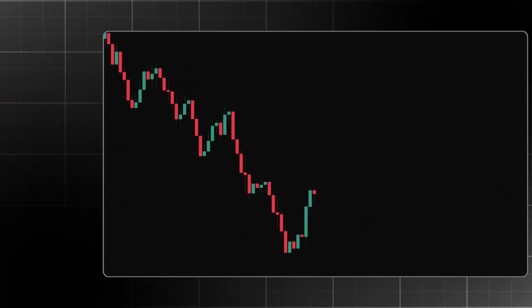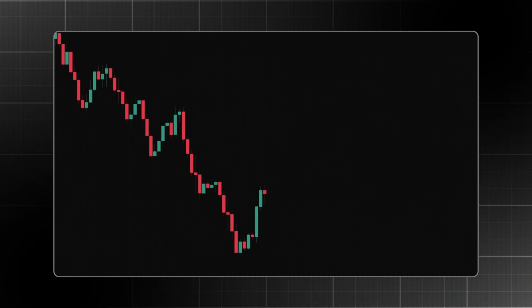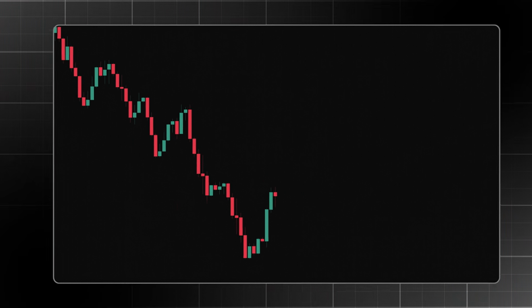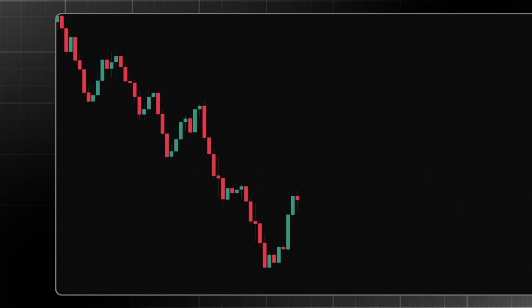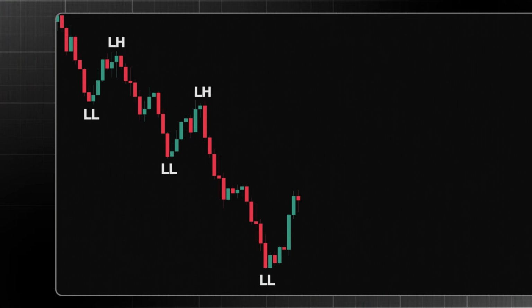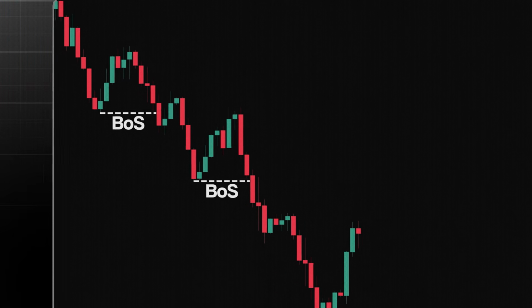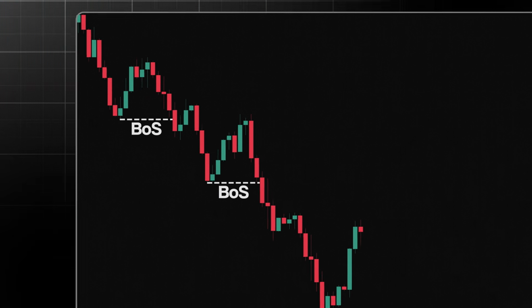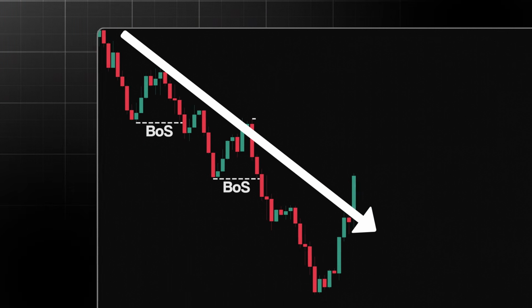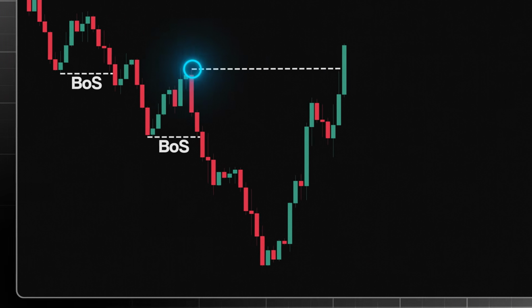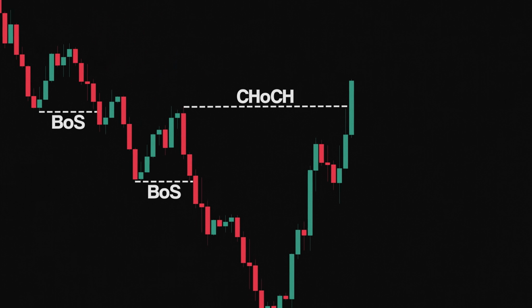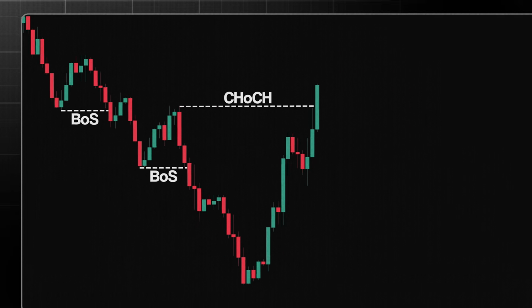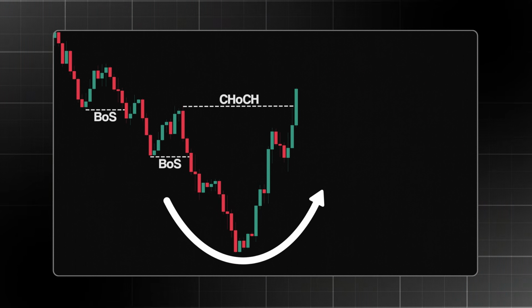Let's also look at the opposite scenario to make this strategy even clearer. On the chart, we can see a clear downtrend. Price is forming lower highs and lower lows, creating multiple breaks of structure. This tells us that sellers are in control. Then price breaks above the previous major high. This creates a change of character, and that's our first signal that the downtrend may be ending.